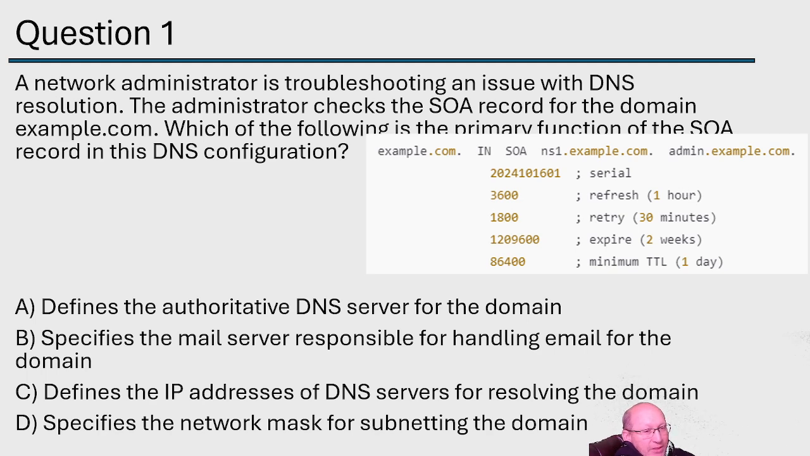C defines the IP addresses for the DNS servers for resolving the domain. Well, that would be a name service record. An address record might do it as well. Not the same thing as an SOA, right? B specifies the mail server responsible for handling the email domain. This is more a function of the MX, the mail exchange, right? That means that A kind of gave it away in our explanation of what an SOA is. It is A. Defines the authoritative DNS server for the domain. That's what it's going to be right there.